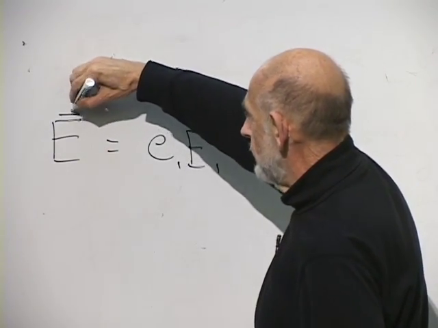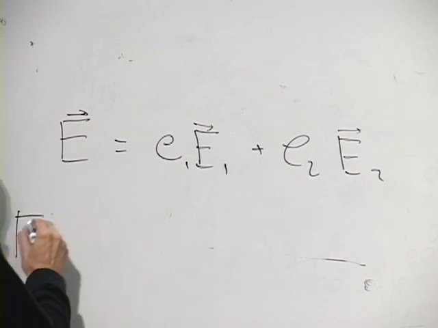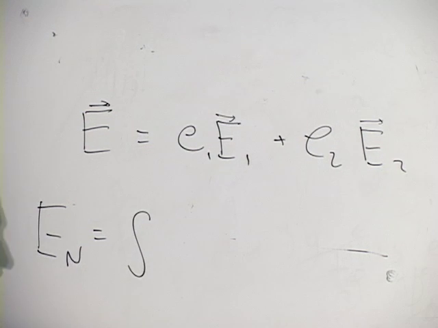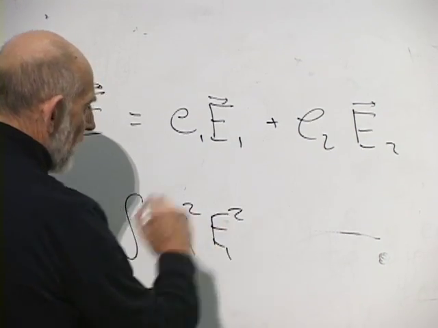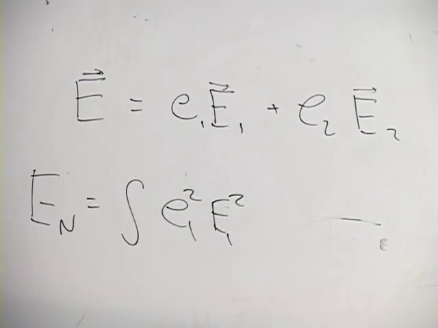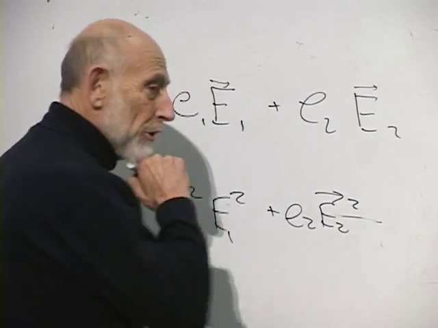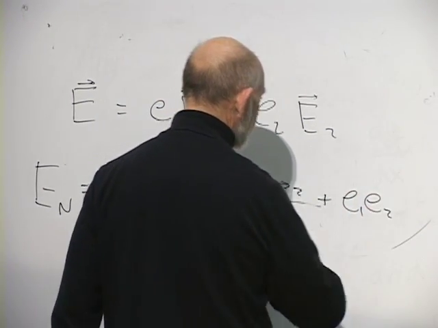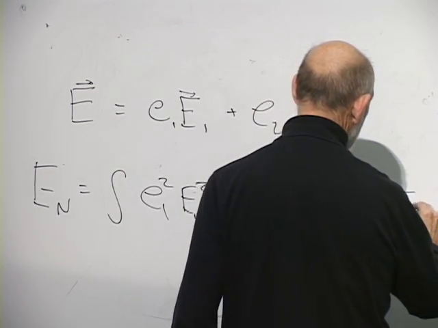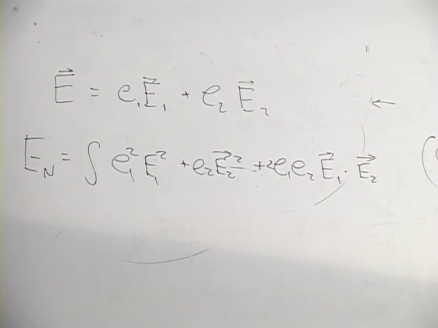Incidentally, the electric fields are vectors, and so we might put little vector signs above them. The field energy you get by squaring this whole thing. So the field energy is the integral over space. There are three terms. The first term is E1 squared, gotten by squaring this. The second term is plus E2 squared. And the third term is the interesting one. It's the product of E1, E2, twice as a matter of fact, times E1 dot E2. Actually, dot product.